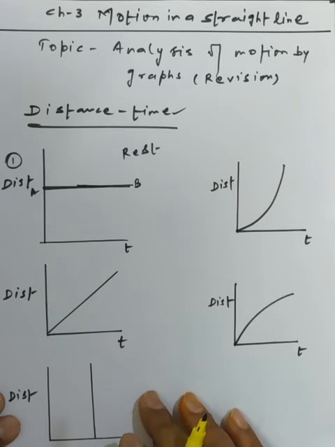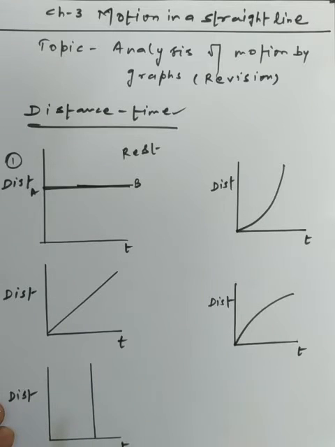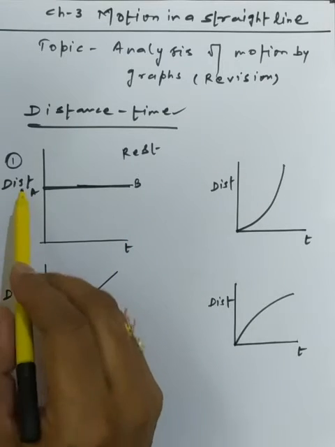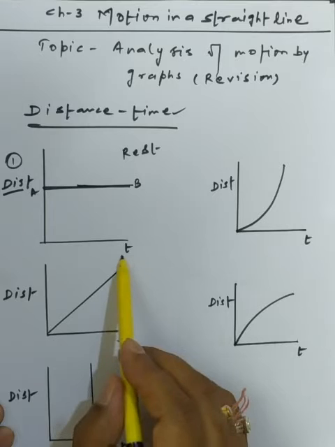Now here we have chapter number 3, motion in a straight line, and the topic is analysis of motion with the help of graphs. First I am taking the distance-time graph. The first graph we have is the line AB, which is parallel to the time axis. On the y axis we have the distance, on the x axis we have the time.